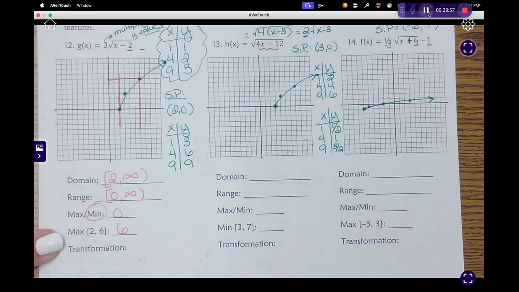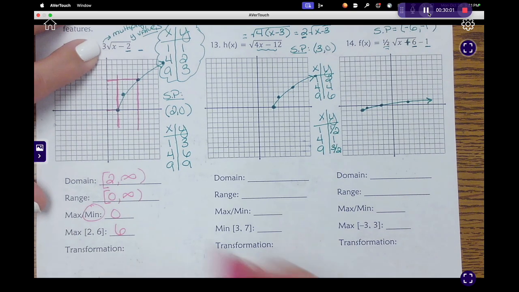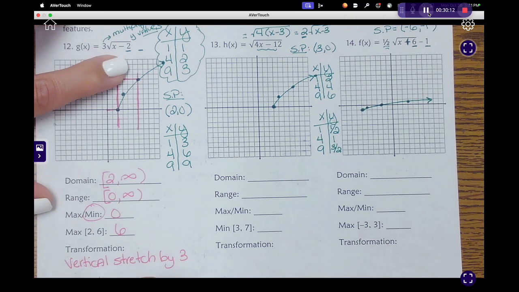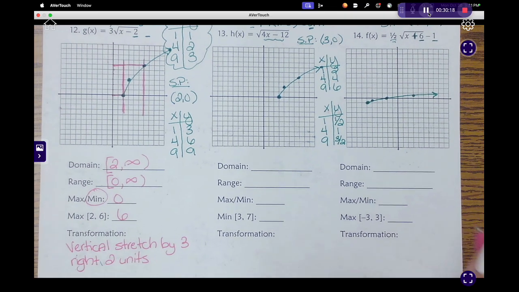And then if I look for the transformation, remember, that's an a value. That's going to be a vertical stretch by 3. You have a vertical stretch by 3, and the number on the inside tells you that you moved right 2 units. So that would be my transformation.